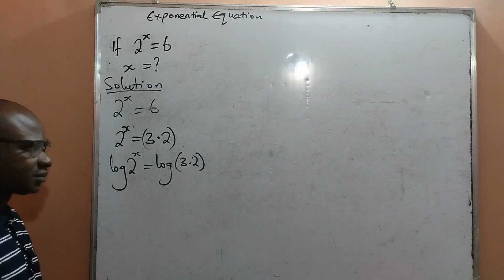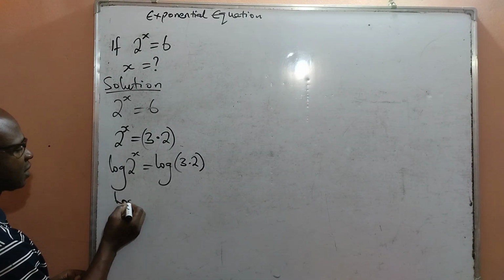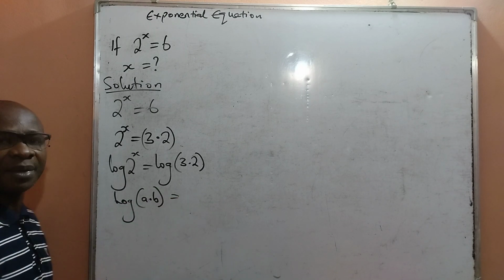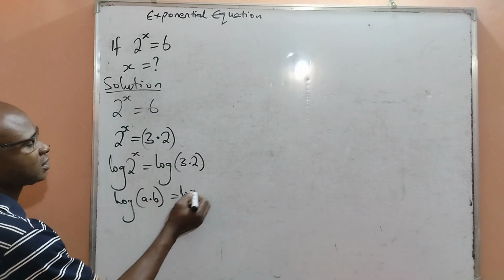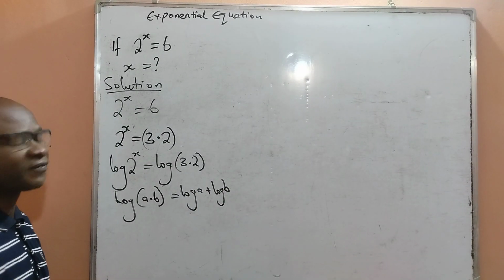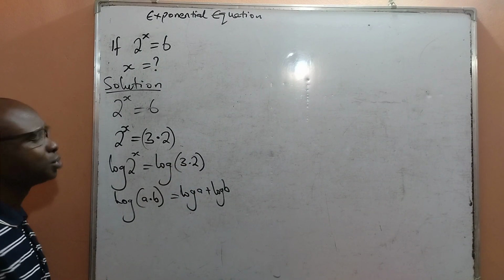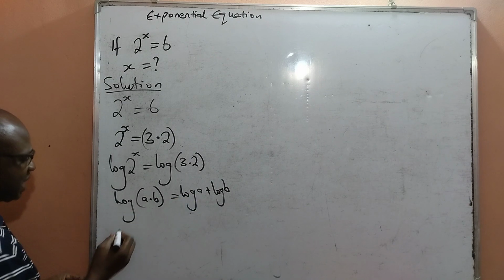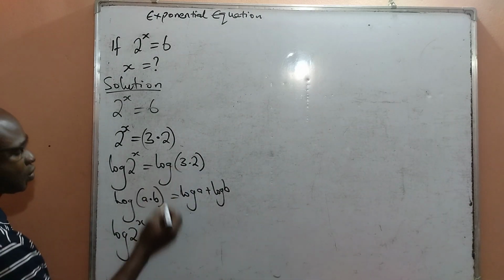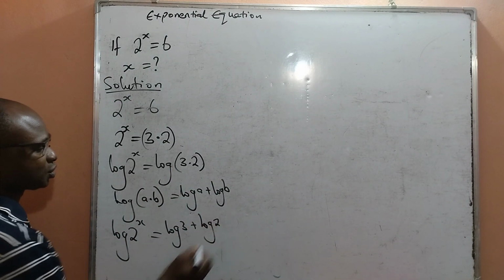Okay, now in logging this, if you are given the log of a multiplied by b, it can be written as log a plus log b. What that means is that from the right hand side, I will express 3 multiplied by 2 in this form, and that becomes log 2 raised to the power x equals log 3 plus log 2.